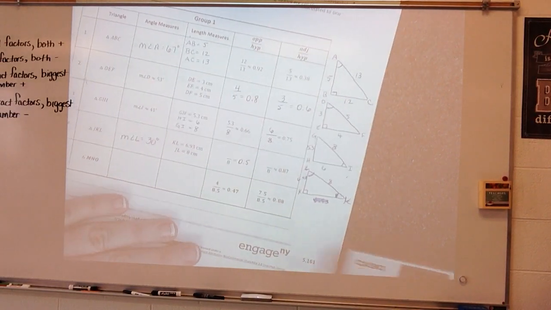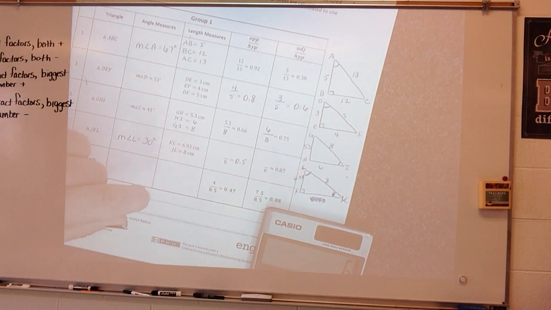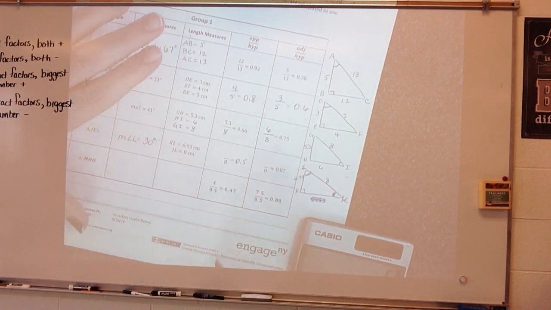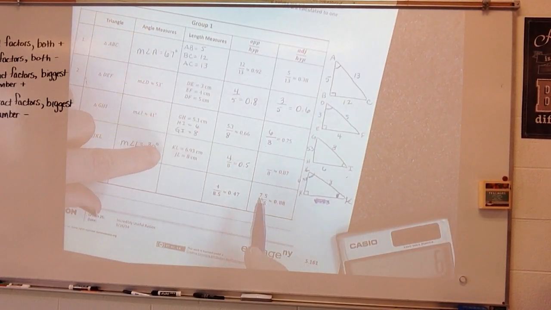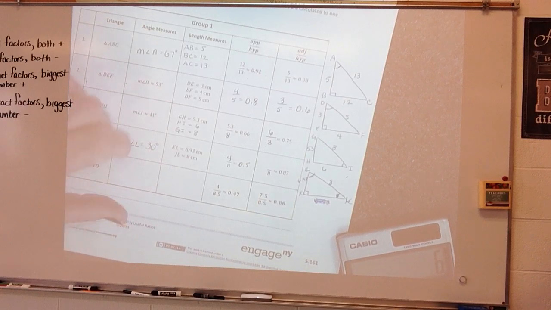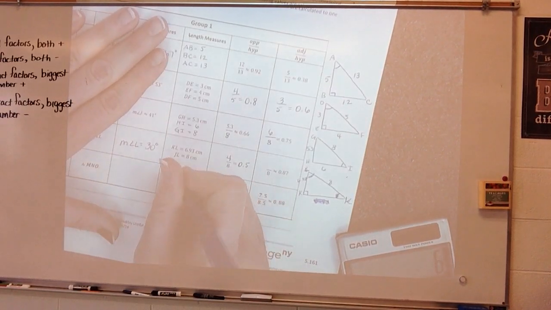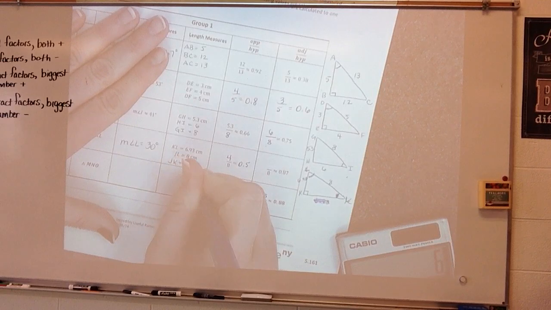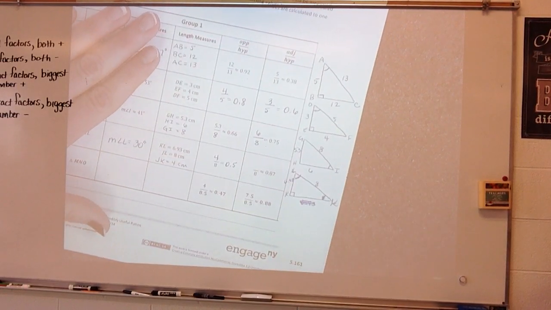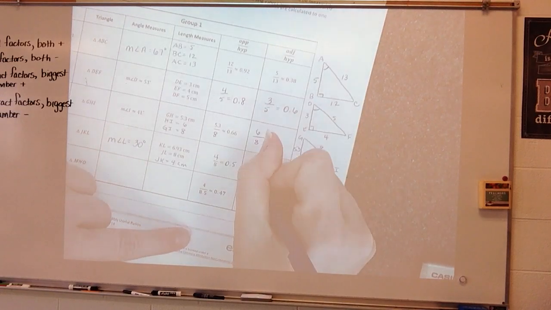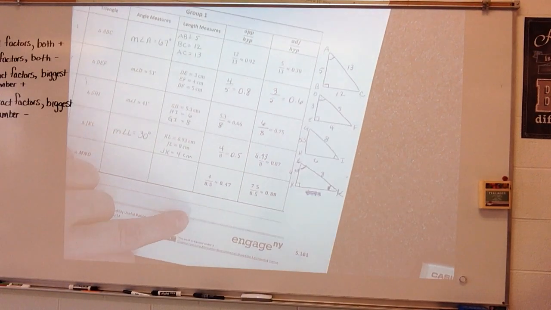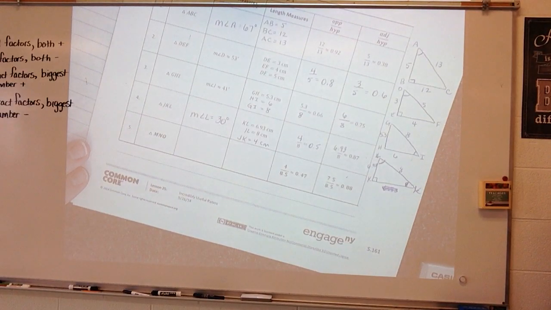So how would I figure this out? I would multiply 8 times a half, which would be 4. So that tells me that my opposite, JK, is 4 centimeters. Alright, then I've got my adjacent over my hypotenuse. Well, we already know what the adjacent is. The adjacent is 6.93.